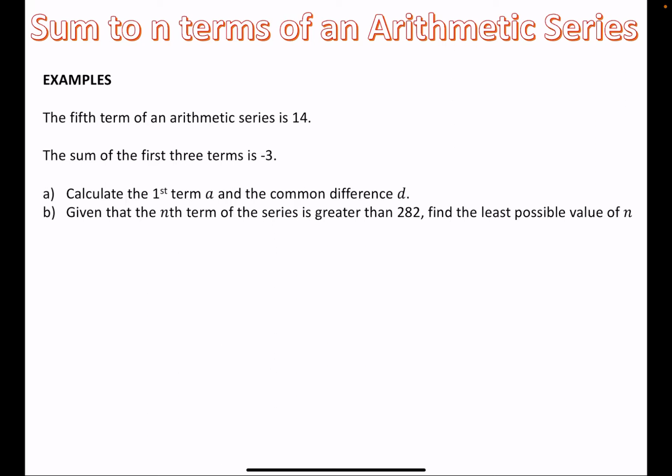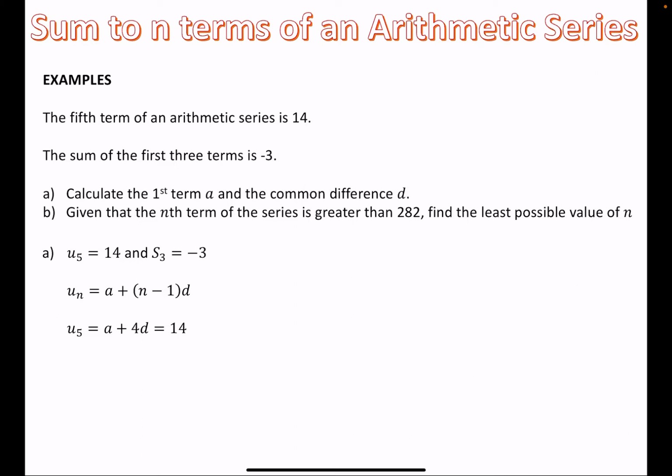Okay. We're going to start by calculating the first term, a, and the common difference, d. So we're basically going to set up two formulas here, because of what we know. We know that U5 equals 14, and we know that the sum of the first 3 terms is minus 3. So I'm going to use a formula in terms of U5. The one that I know is Un equals a plus (n minus 1) times d. I'm just going to put in as much as I can, and you can see here that we'll just get a plus 4d equal to 14.